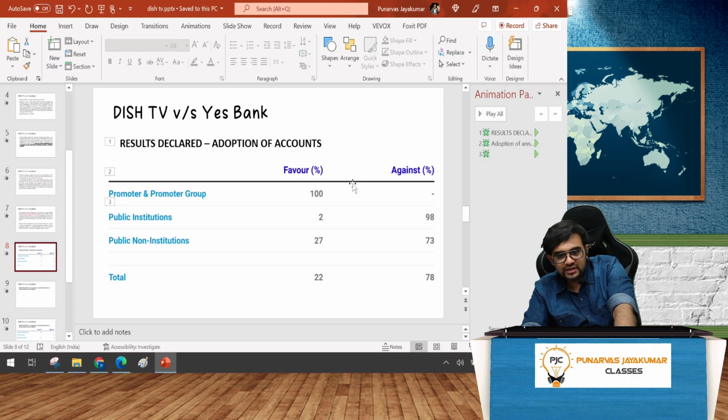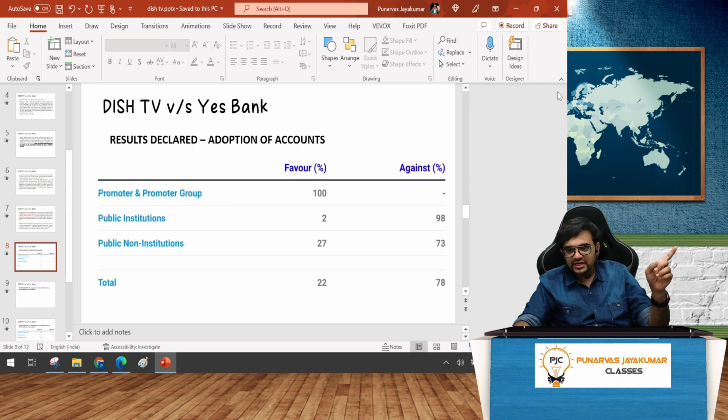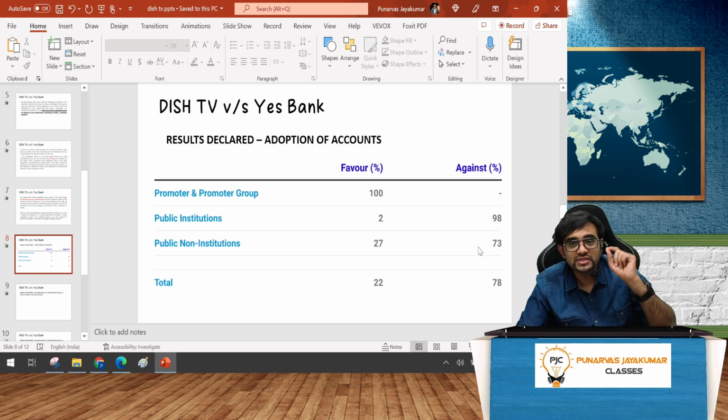See, if you see there, adoption of accounts. As regards adoption of accounts, check out, what is the percentage? 78%. 78% what? Against the resolution. 78% against the resolution. Regarding adoption of accounts, in the public non-institution 73%, public institutions 98%. So basically 98, 73 all put together, overall votes, 78% of the votes.